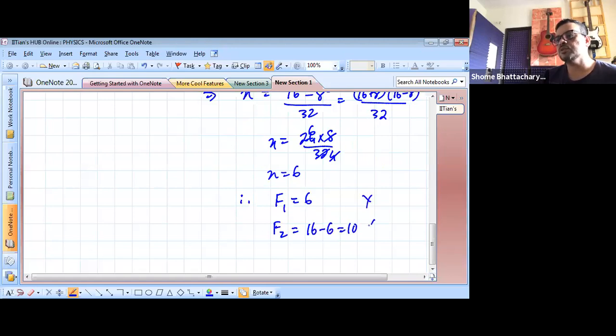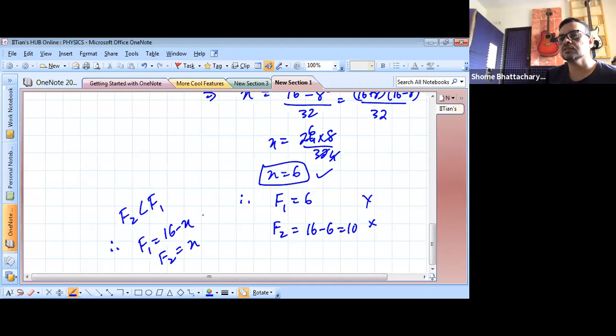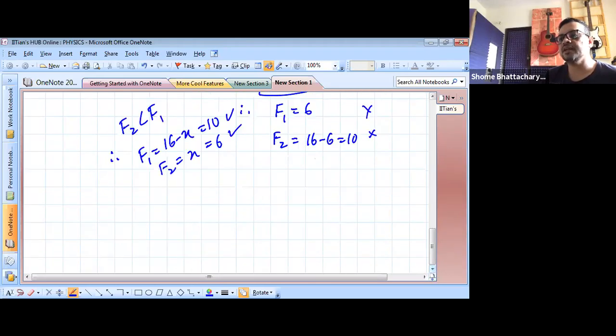But this becomes wrong because x is equal to 6 is fine, but it is clearly said that F2 is the smaller force of the two. So therefore it must be F1, which is 16 minus x, and F2, which must be x, because x is smaller than 16 minus x. This must be the case then. And therefore my actual triangle looks more like this.